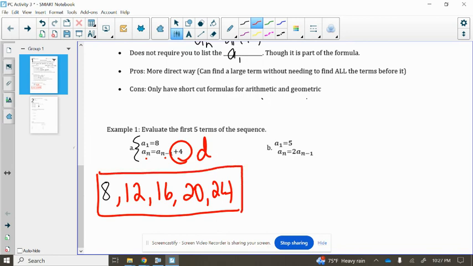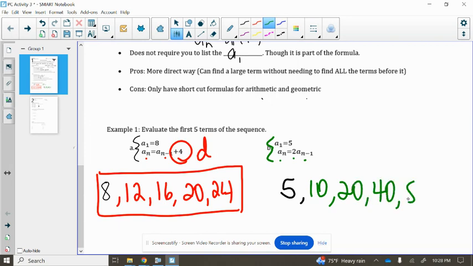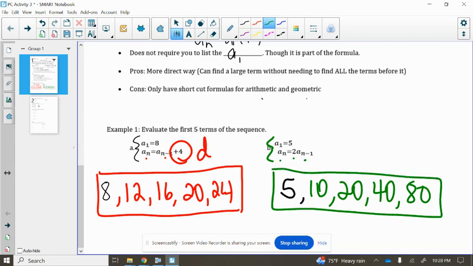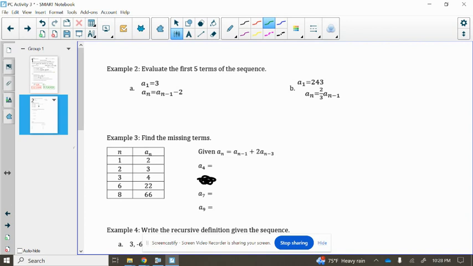3, 4, and 5. Now in my next sequence, they gave us a starting term, this time of 5. And then this time, this is geometric. So notice to get our current term, we take 2 times our previous term. So 5 times 2, 10 times 2, 20 times 2, and 40 times 2 to get our first 5 terms of that sequence. Now on the next page, you are going to see 2 examples. The first one, part A, you are going to find the first 5 terms, and then similar for part B, use the recursive to find the first 5 terms.